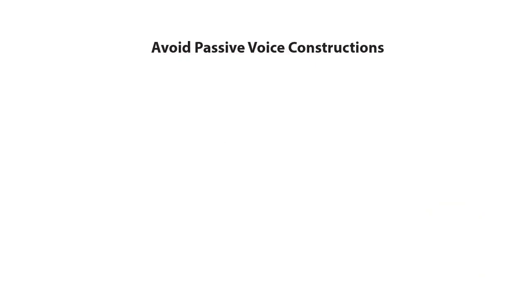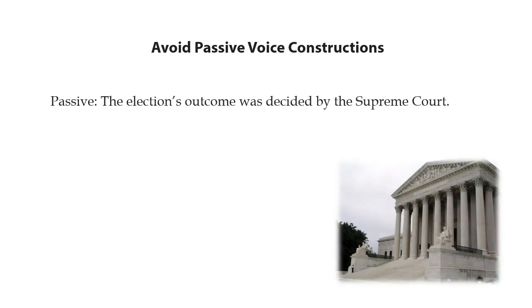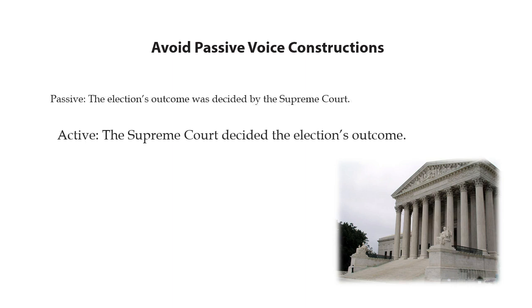Another thing in strengthening verbs is to avoid passive voice constructions. Now, these are called passive because they don't directly name the action or the doer of the action. So, for example, the election's outcome was decided by the Supreme Court. How could we rephrase this so that we have a subject and that subject is actually doing something? So if we look at this sentence, it is really about the Supreme Court and what it was doing. And what was it doing? So let's look at a reconstruction here.